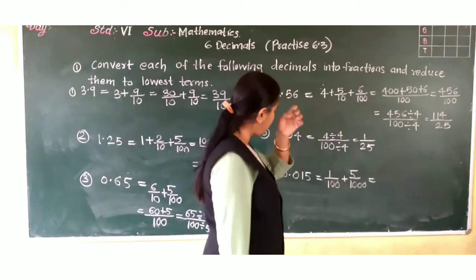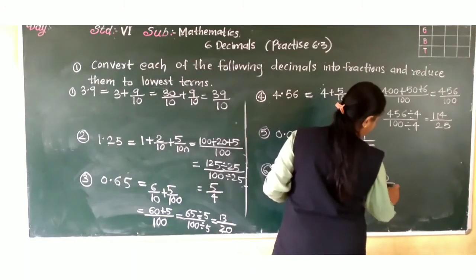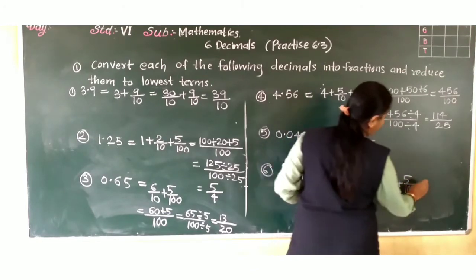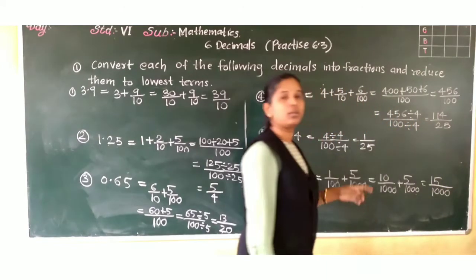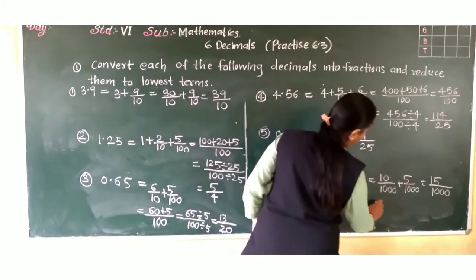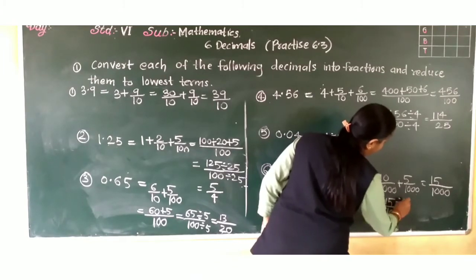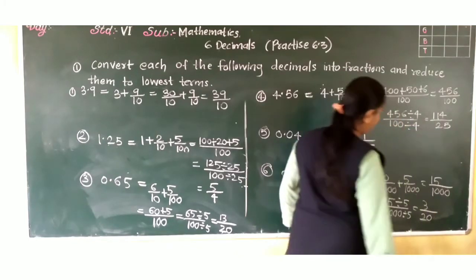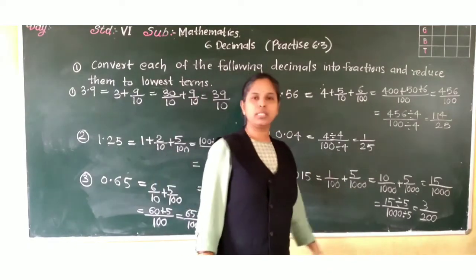So this, multiply by 10. So 10 upon 1000 plus 5 upon 1000. Correct? That is 15 upon 1000. So what is the HCF of 15 and 1000? 5. So divided by 5. That is 15 upon 1000 divided by 5. 5 into 3 is 15, and 5 into 200 is 1000. This is the reduced form.